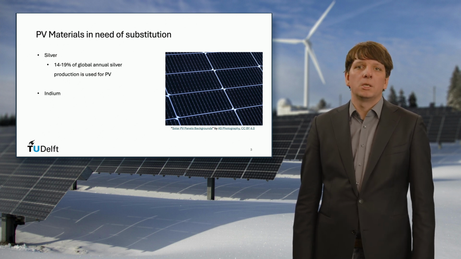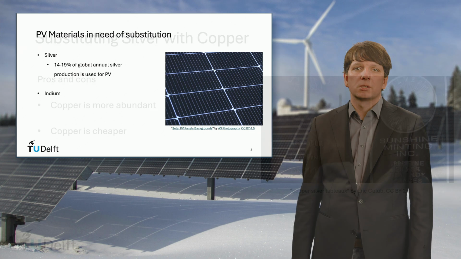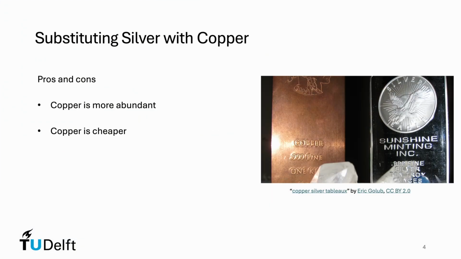So what can we do to solve these challenges? We can substitute silver screen printing with copper screen printing or copper plating. This has the advantage that copper is more abundant and annual production is significantly higher. Additionally, it's also cheaper.